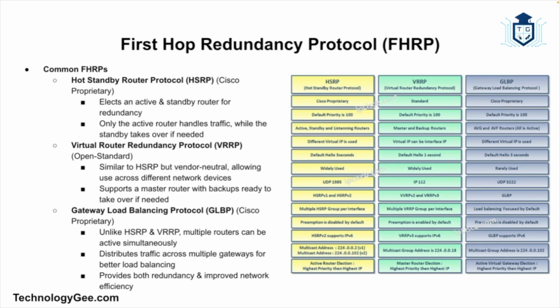Then you have what is called the Virtual Router Redundancy Protocol. This is an open standard protocol that is similar to HSRP. And then you have what is called the Gateway Load Balancing Protocol, and this is a Cisco proprietary protocol that allows multiple active routers.